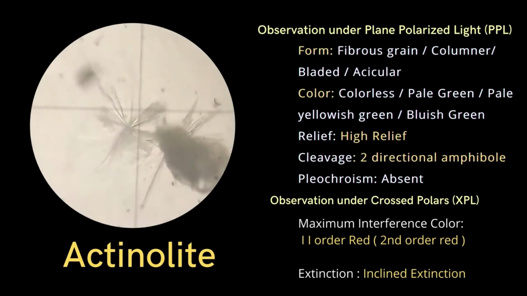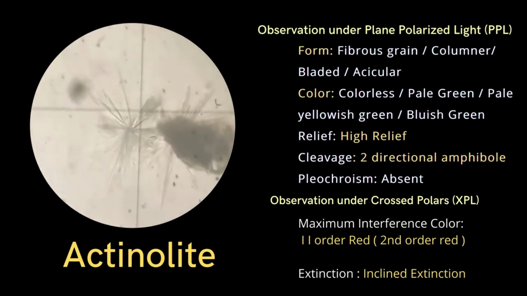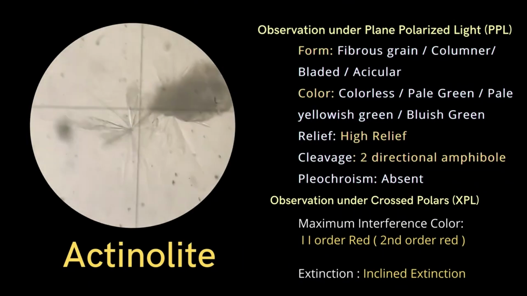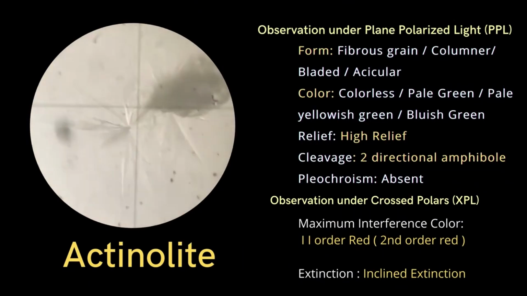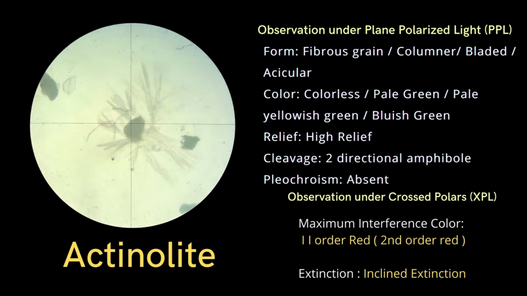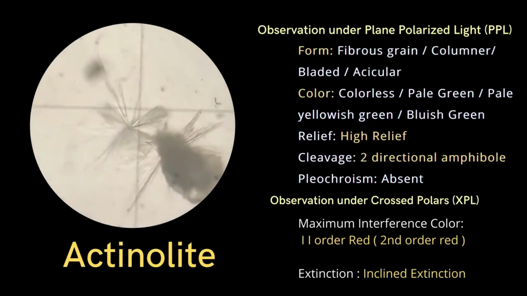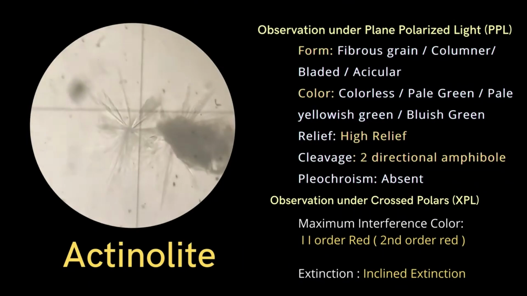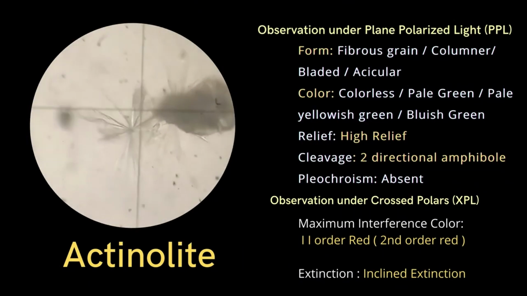Under plane polarized light, actinolite appears as a fibrous grain and may also display columnar, bladed, or acicular forms. It shows high relief, making the grain boundaries stand out sharply against the background.